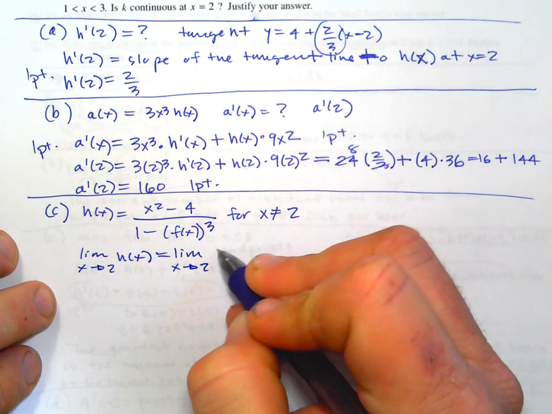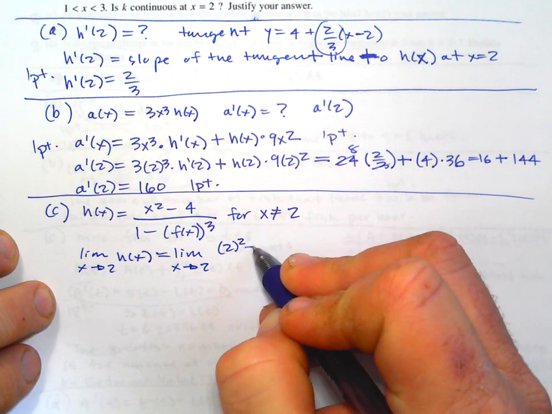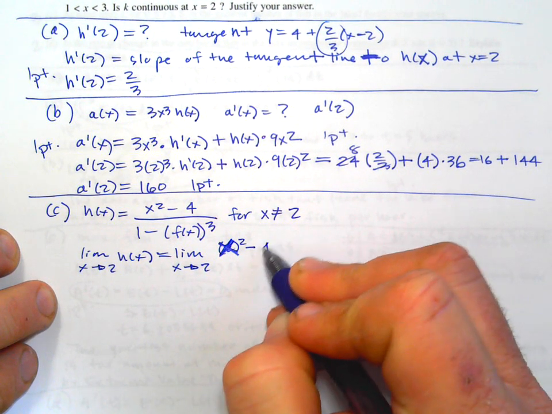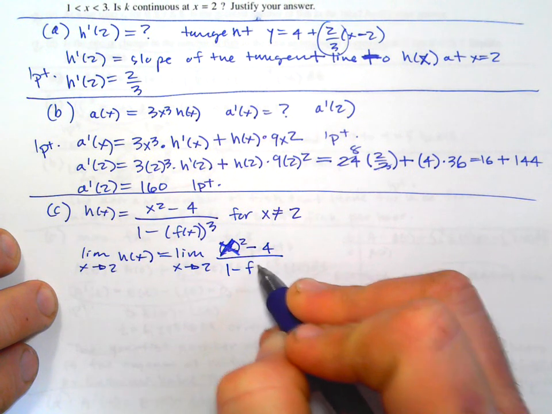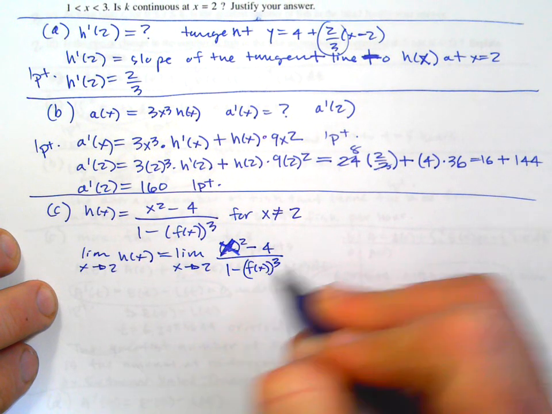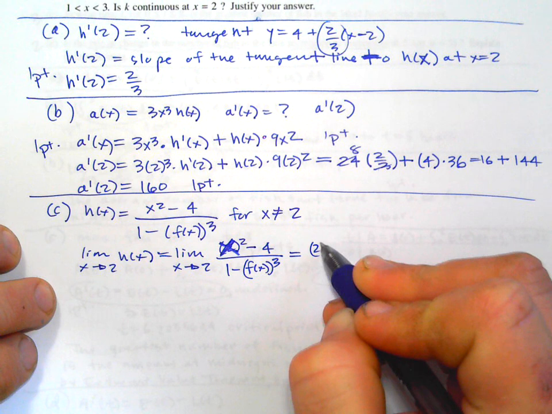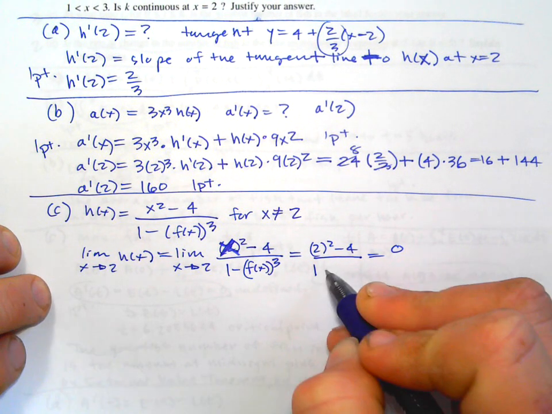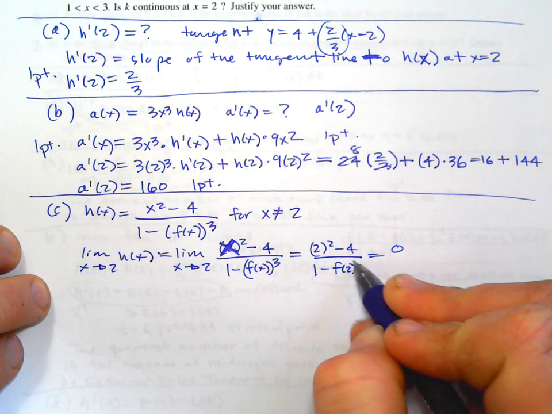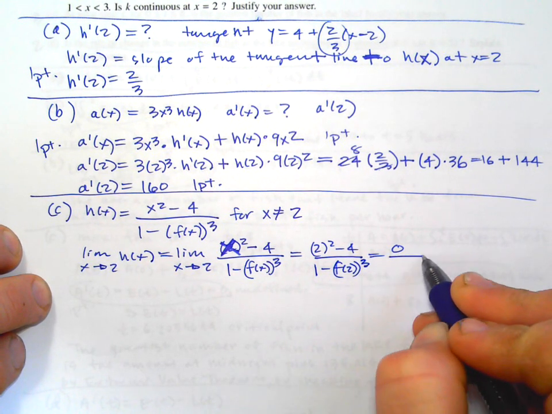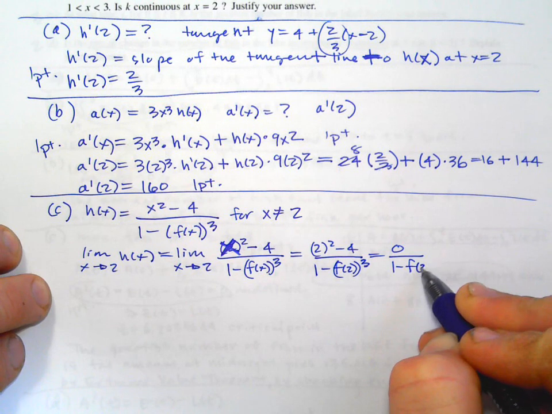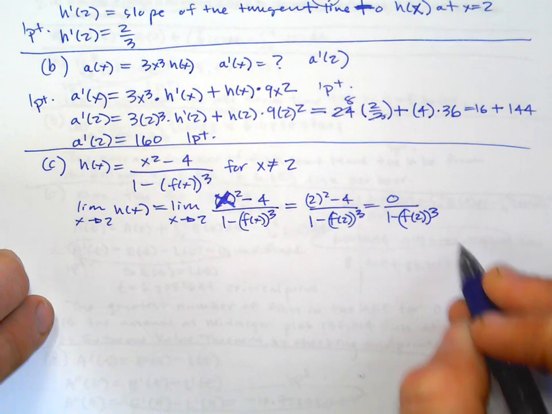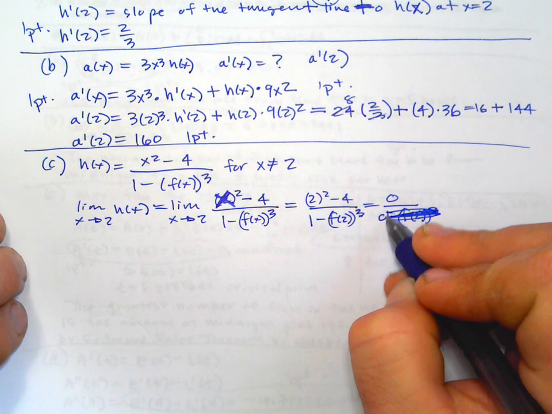And so if you plug 2 in, or hold on, I'm going to just write down its original form first. Okay, so if we plug 2 in, we get 2 squared minus 4, which gives you a 0 on top. On the bottom, we get 1 minus f of 2 cubed. Now, they said we could do L'Hopital's rule, which means that the bottom of this has to be 0 too.